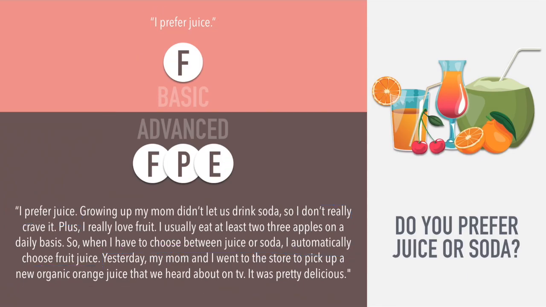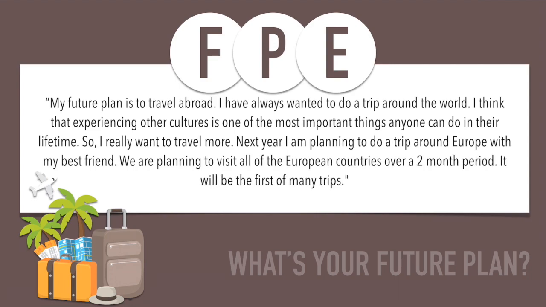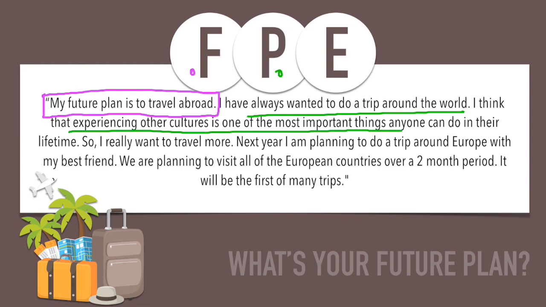All right, now the next one was, what's your future plan? All right, so we're going to start again with the fact, all right? The fact is, my future plan is to travel abroad. Now, what we need to do is give the proofs. So let's continue. I have always wanted to do a trip around the world. I think that experiencing other cultures is one of the most important things anyone can do in their lifetime. So I really want to travel more. All right, so I've given the proof that yes, I want to travel abroad. But now I need to move into the example.